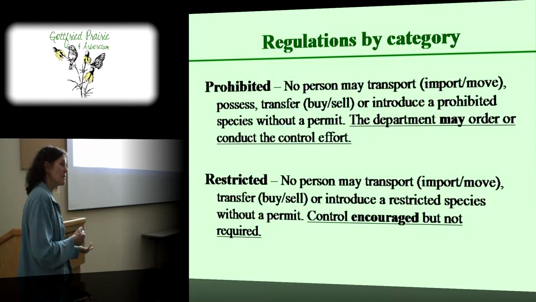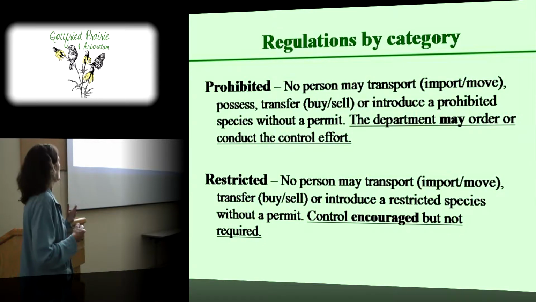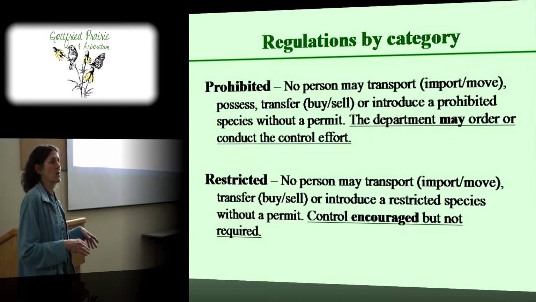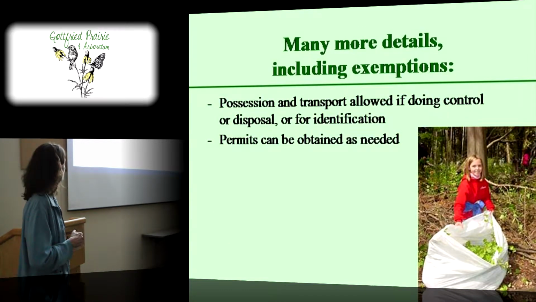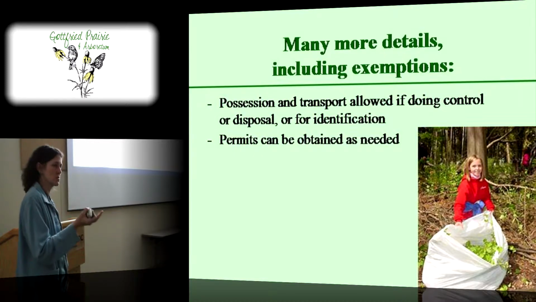And so if it's a prohibited species, we don't want people possessing those. We want to get rid of them. And so we're going to be working with people to try to control those. If it's a restricted species, control is encouraged. You're not required to control all those because we know that you probably can't, or at least a lot of you won't be able to control all of those restricted species. If you're doing control work or disposal, or if you're taking it to the extension office or sending it to me for identification, you can do the transporting.